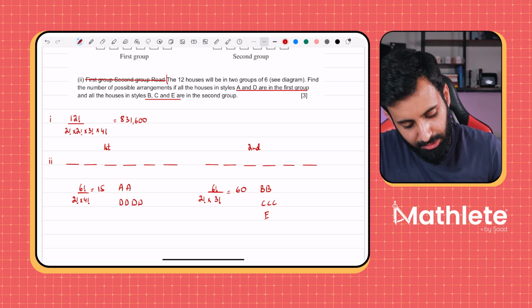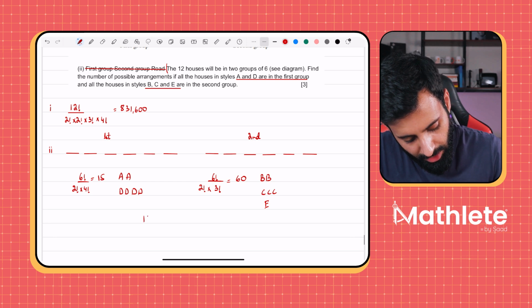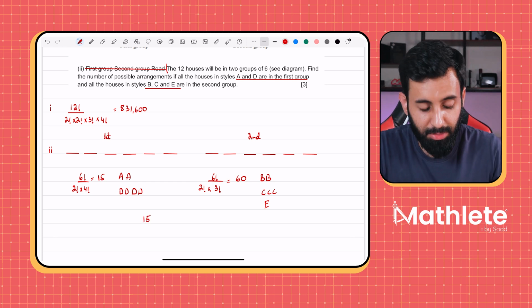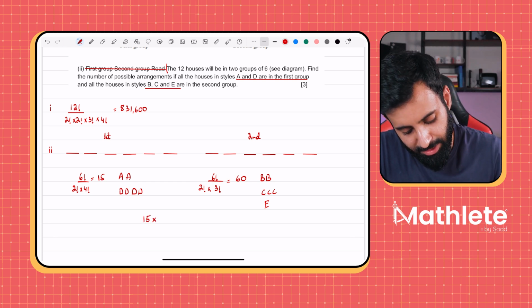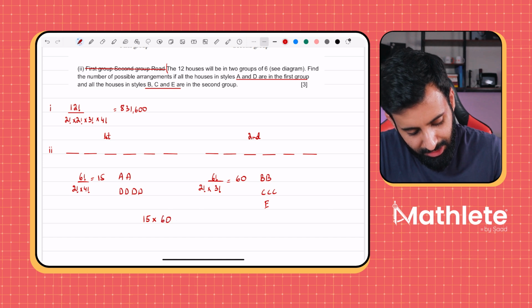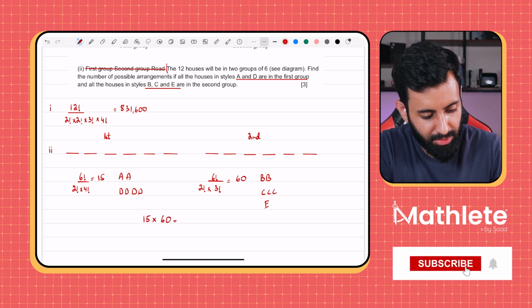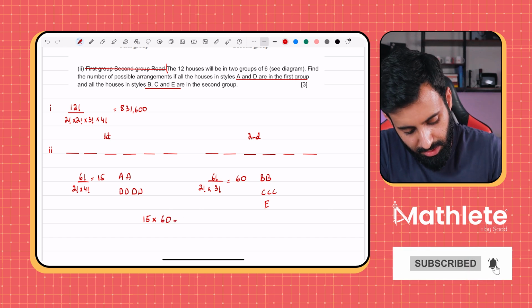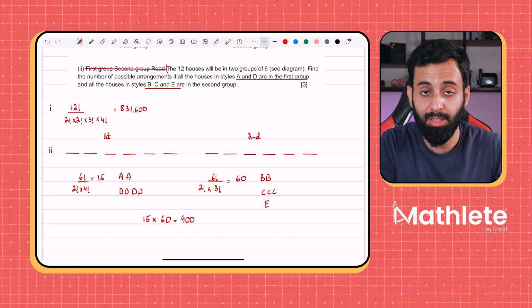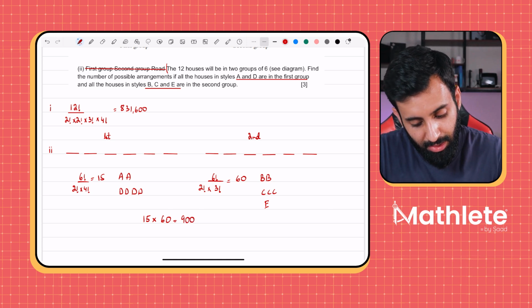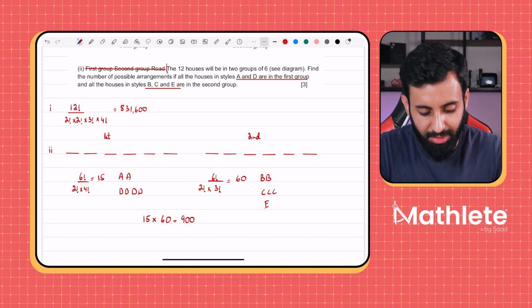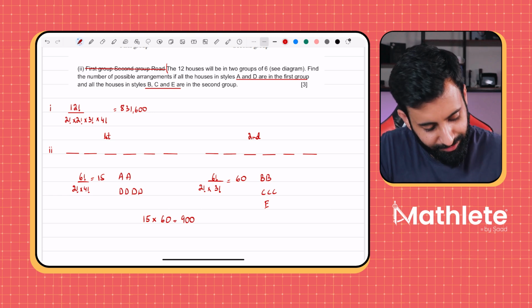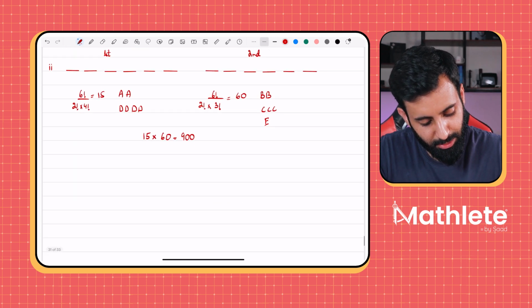So how many different arrangements do we have in the first group? That's 15. And how many arrangements do we have in the second group? That's 60. So that means altogether, there can be 15 times 60, which is equal to 900 different ways that the builder can arrange these houses. So that's it. That's the answer to this question.